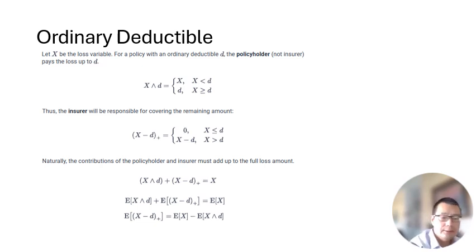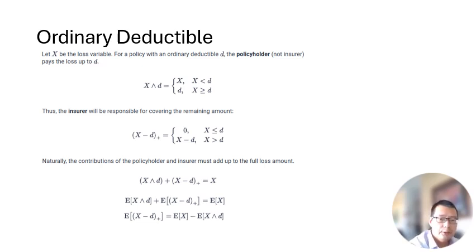X cap D is equal to X if X is less than D, and if X is greater than or equal to D, then X cap D will just be D. Therefore, the insurer will be responsible for covering the remaining amount, which is (X minus D)+, which is equal to 0 if X is less than or equal to D. If X is greater than D, then it will be X minus D, because the insurer only pays the amount that is greater than the deductible D.